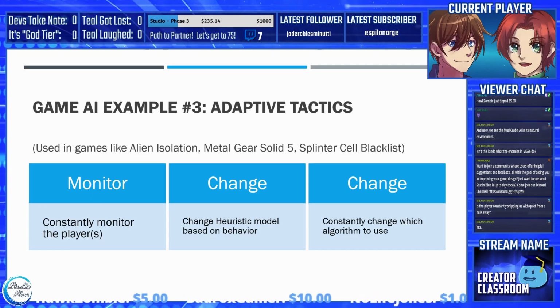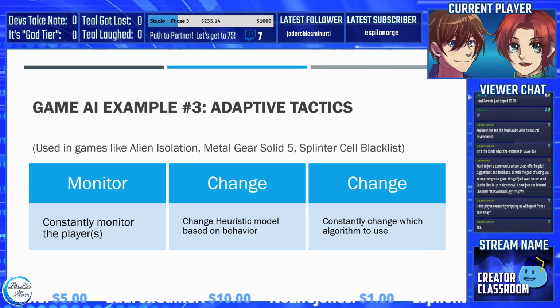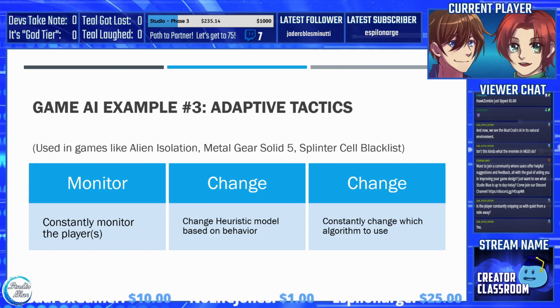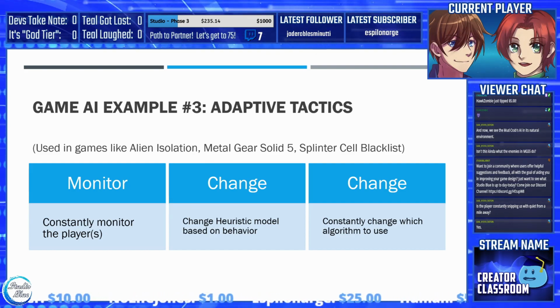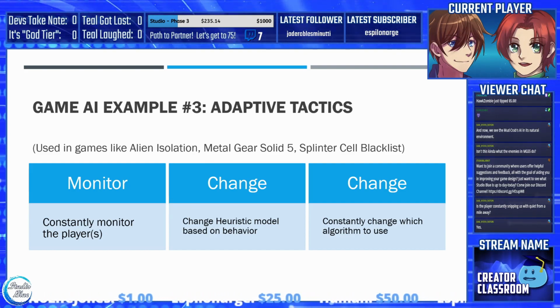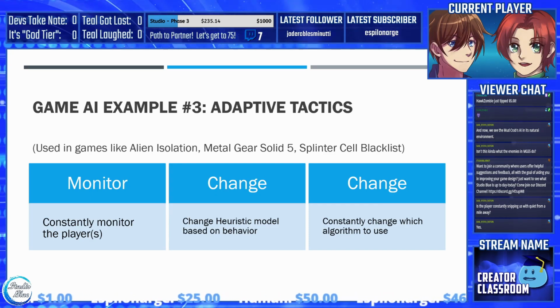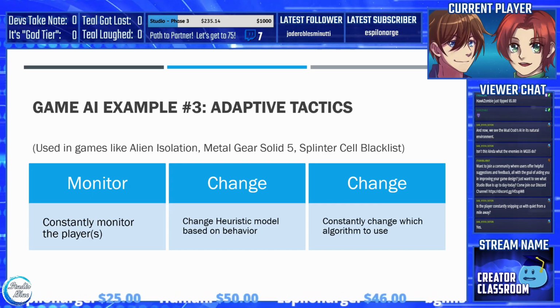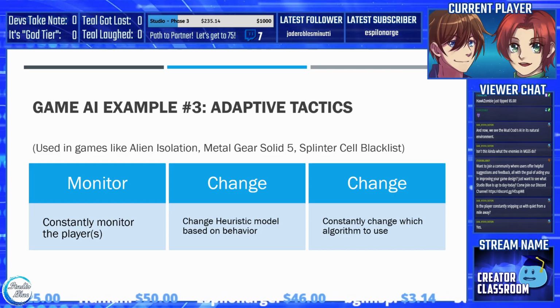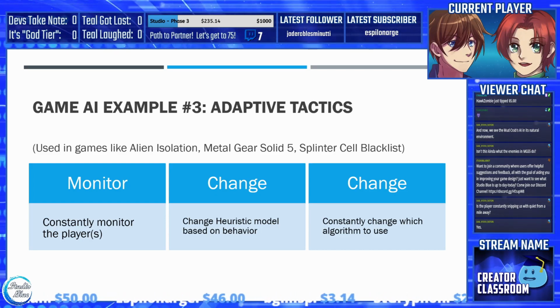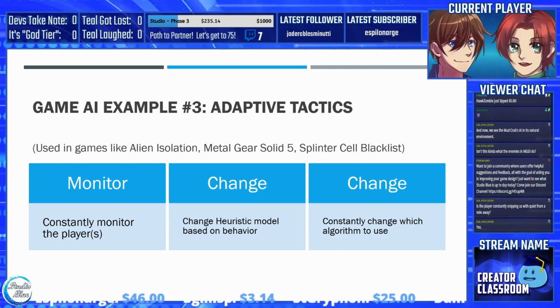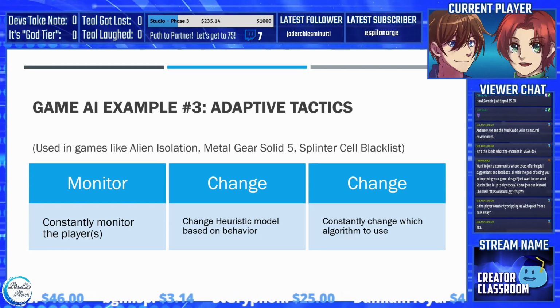It's constantly monitoring what the player does, where the player is, how the player is moving, what items the player has used, and then it changes its behavior. It changes the heuristic model based on that behavior. The enemies in all the bases of Metal Gear Solid 5 do this all the time. They do, to the point where if you're constantly doing headshots, they start wearing helmets.